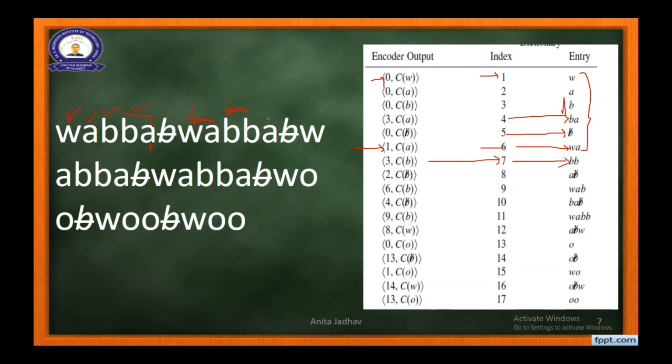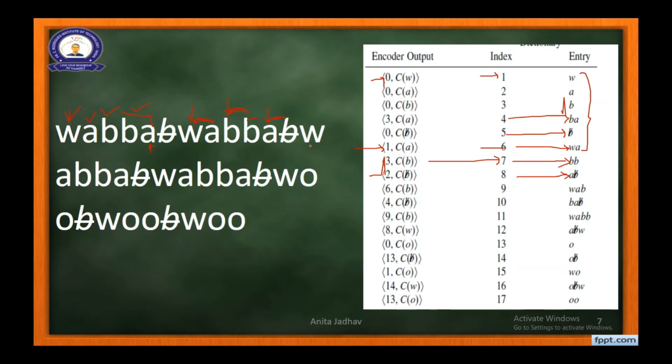I go for A space, A B space. Is it there in the dictionary? No. A is there? Yes. So for A, what is the position for A? 2. So I'll be sending 2 space, and at this position I'll be making AB. So this part is over. So these two have been coded.